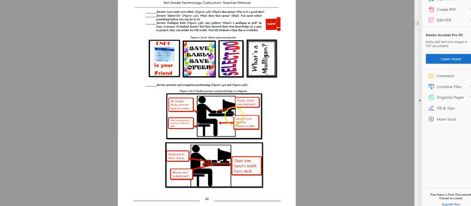Maybe put this up on the screen so that they can copy it, but you don't read it to them and you don't teach them this because they've already learned it. So they're going to transfer their knowledge from prior years and they're going to apply it to that first time they sit down at the computer.